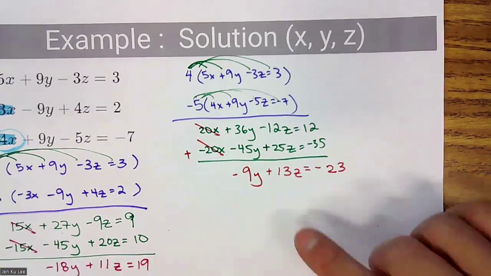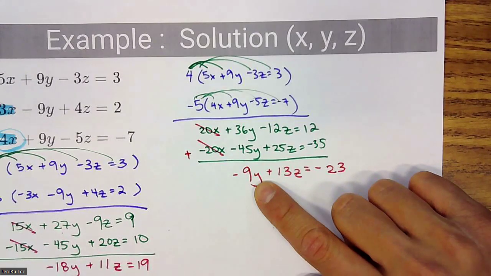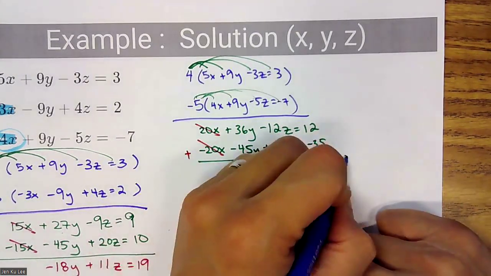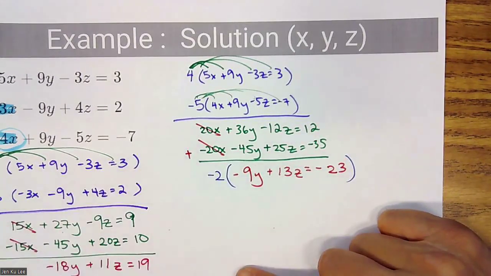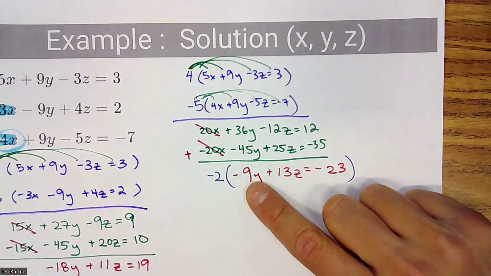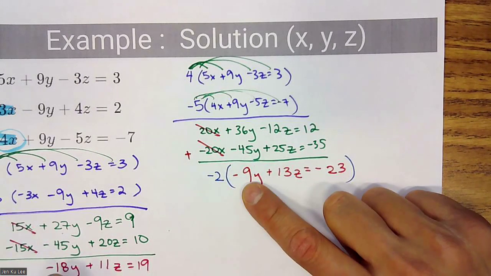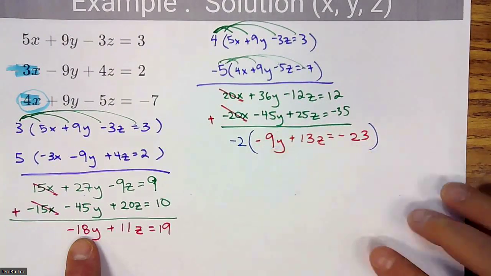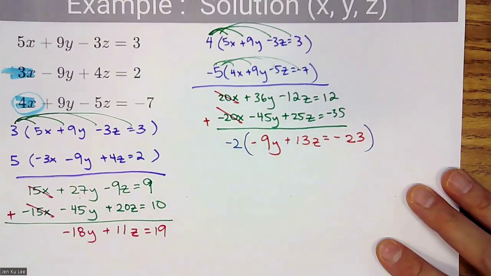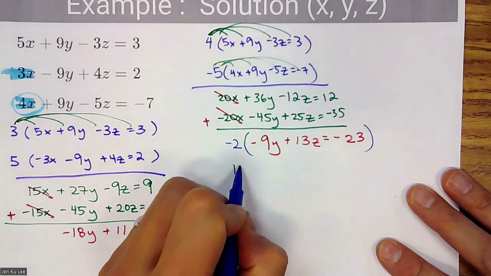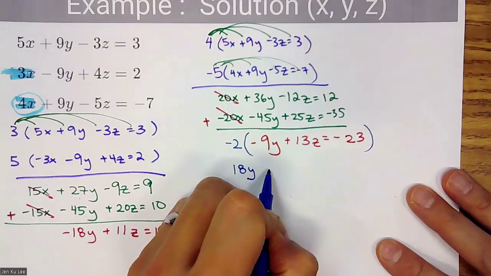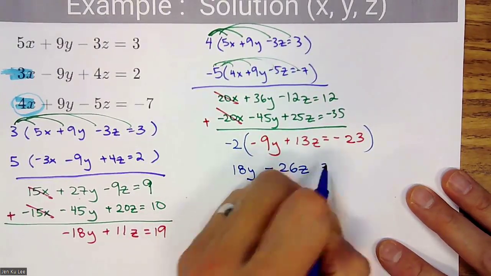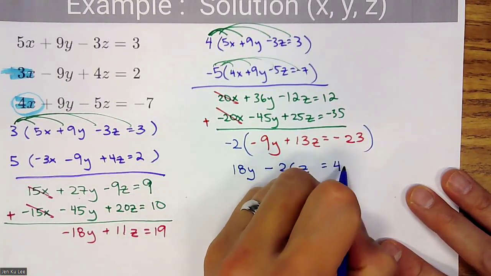Now to get rid of the y's here, I want to multiply this one by negative 2. If I multiply this one by negative 2, then I have positive 18y, and I have a negative 18y here, right? Okay. So that's positive 18y minus 26z equals positive 46.